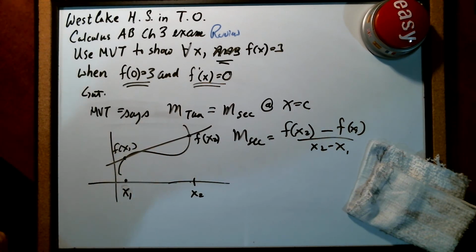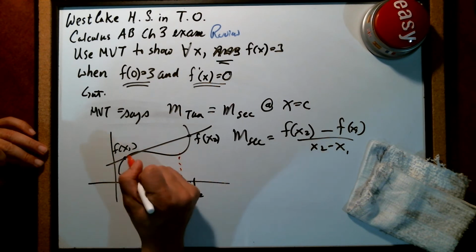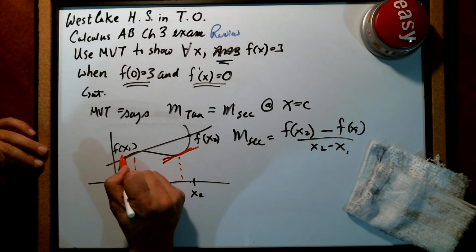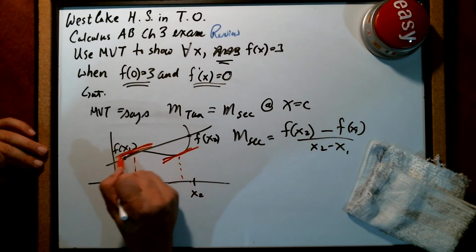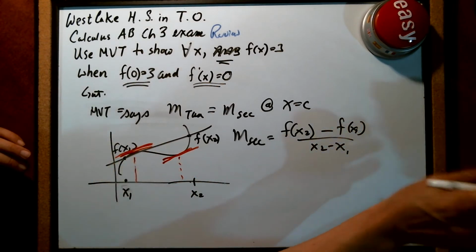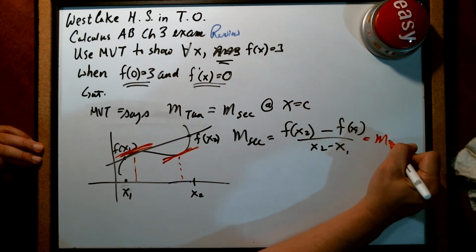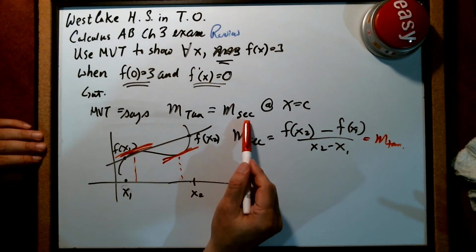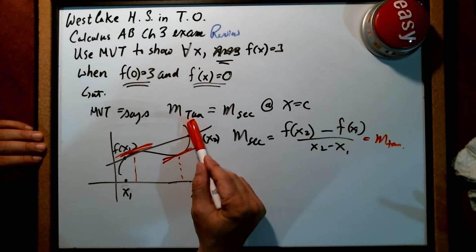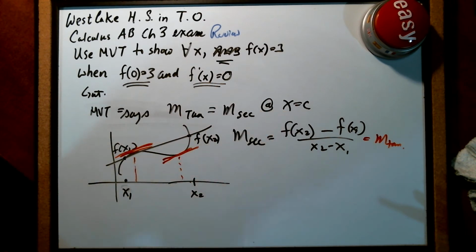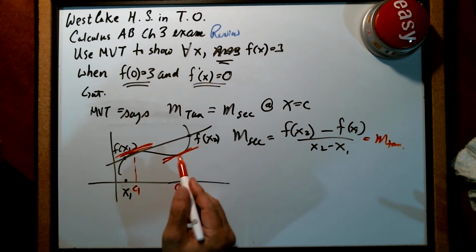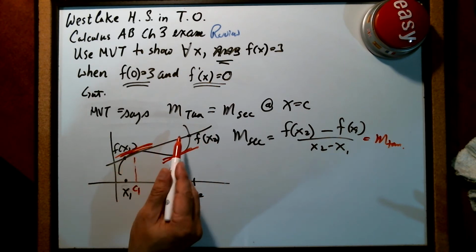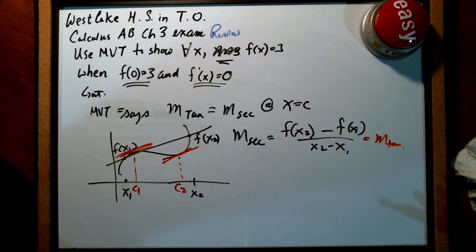And it also says for some value of c, it's going to be tangent right here. Tangent here and tangent. And my slopes are going to be parallel to each other, okay? So my slope secant must be parallel to my slope tangent. That's all it says. Some value of c. This would be like c1, this would be like c2, because this line is parallel to this line is parallel to this line, okay?